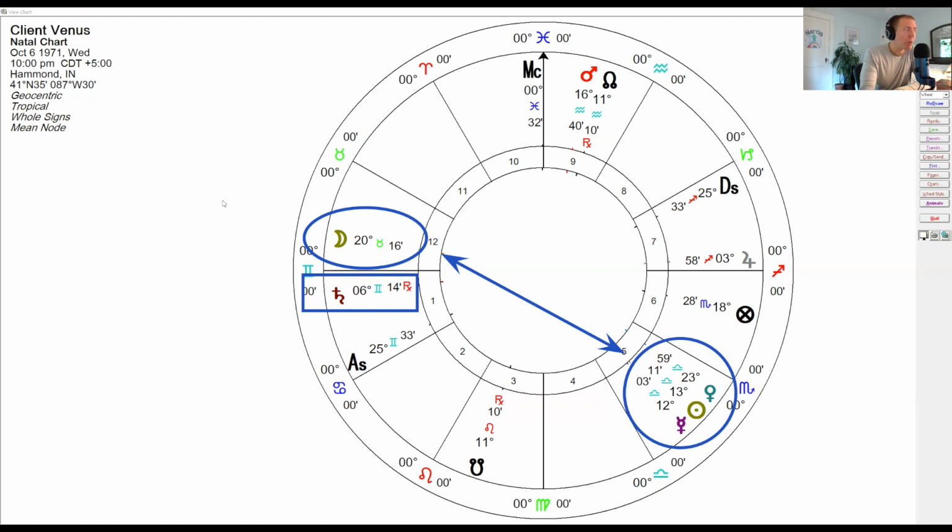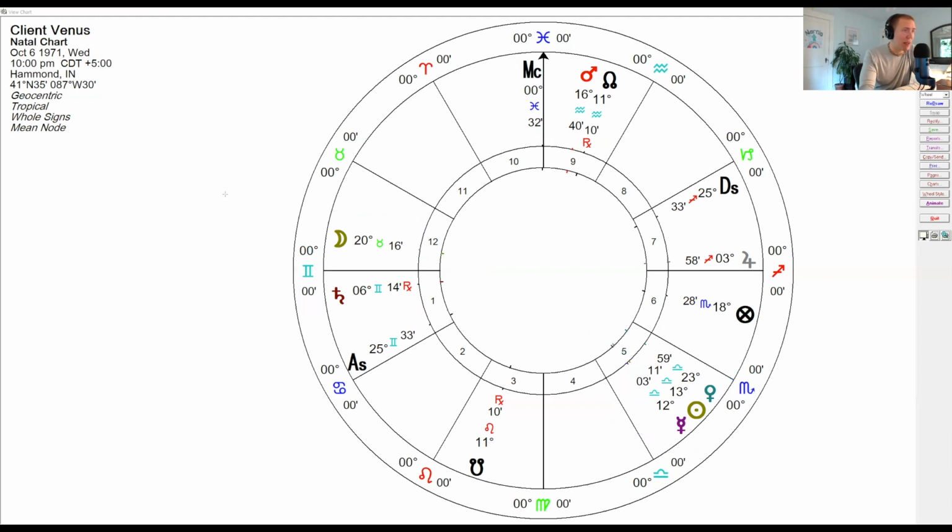So with that context in mind, as well as other things in my notes, I approached this reading saying, hey, we're going to talk about Venus today. So the first thing I said was, look, Venus is in the 8th house and Pluto and Saturn are in the 8th house.